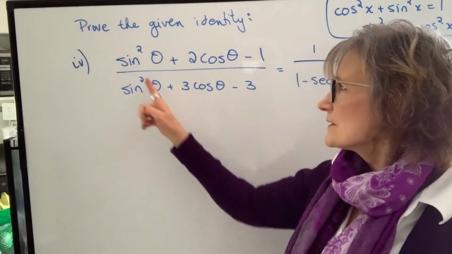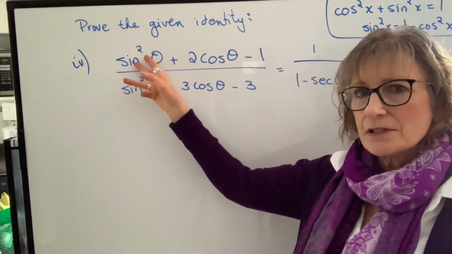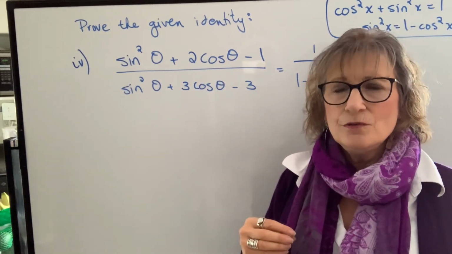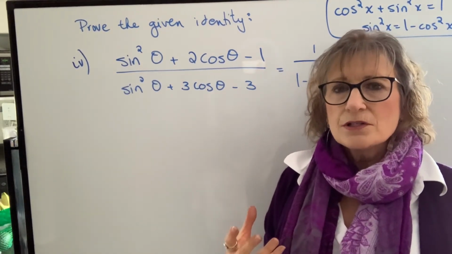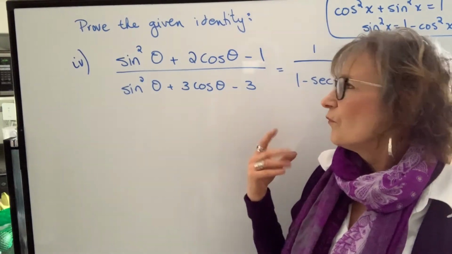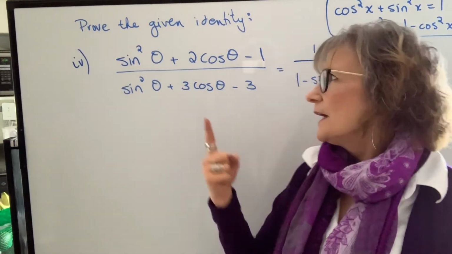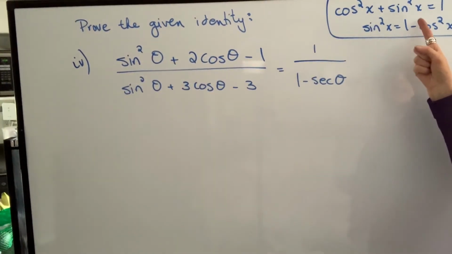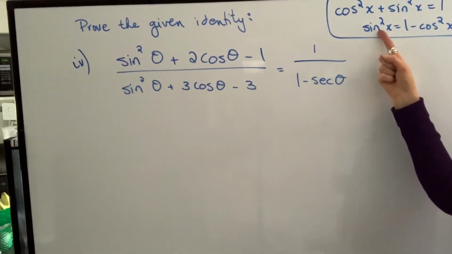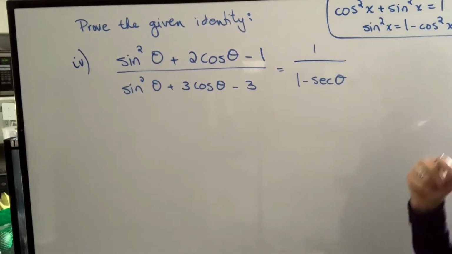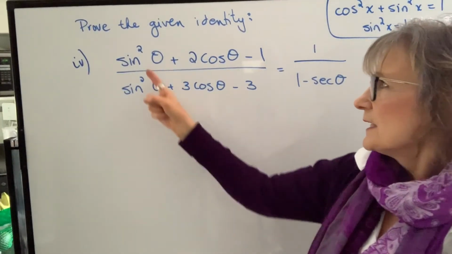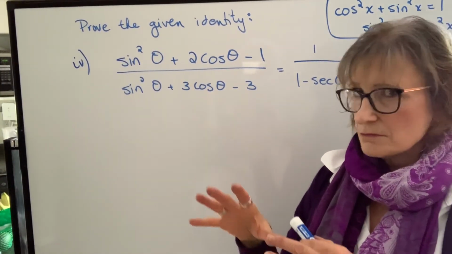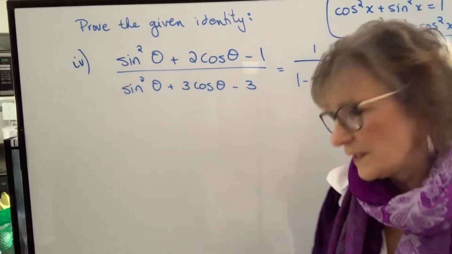But the problem is that we have sine squared theta and we have cos theta. That's going to be an issue. So what I want to do in this case is I want to just have one of those trig functions. And so I'm going to replace the sine squared using my Pythagorean identity here. I know that sine squared x will equal 1 minus cos squared x. I'm going to replace sine squared theta with 1 minus cos squared theta, and just stick with this. I'm going to show you why I'm doing that.